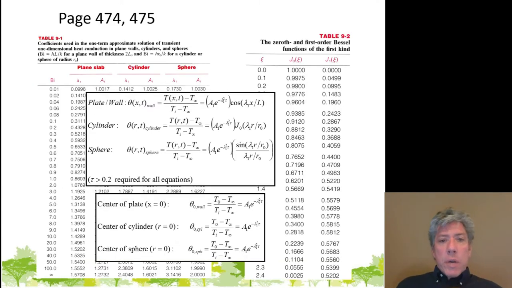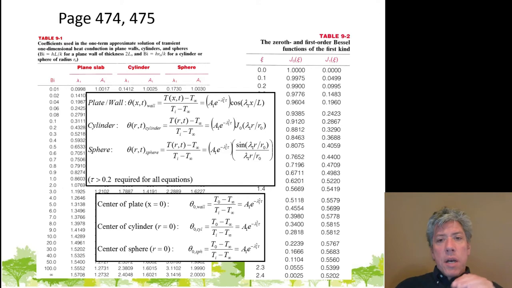So finally, here are the equations. The dimensionless temperatures are written in terms of A1 and lambda 1 and an e to the Fourier number type of term. So let's break these down one at a time. On the left-hand side of the equation is the dimensionless temperature. And what we're really interested in there is the temperature as a function of position and time. For the case of the plate or plane wall, it's the temperature as a function of position within the wall and time. In the case of the cylinder, it's the temperature as a function of the radial distance from the center line and time, and same thing in the sphere.